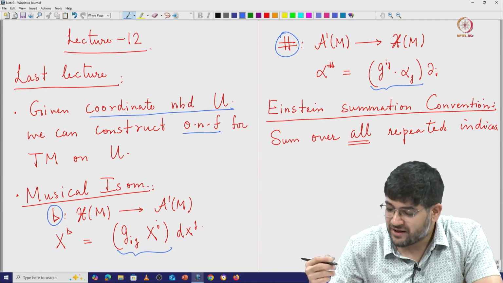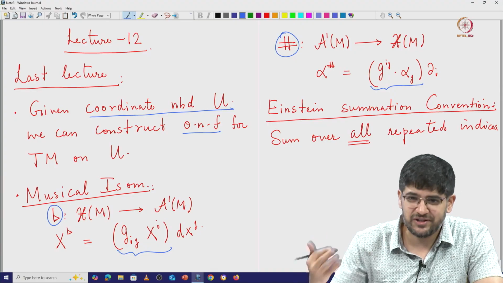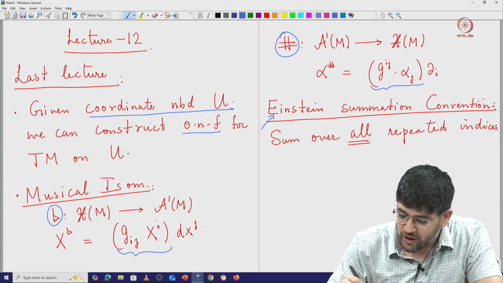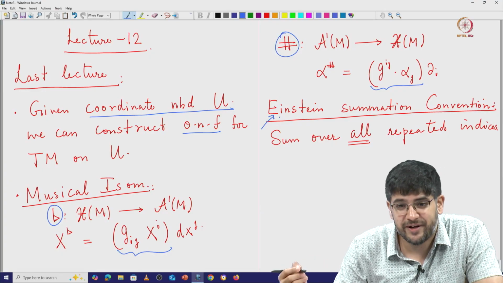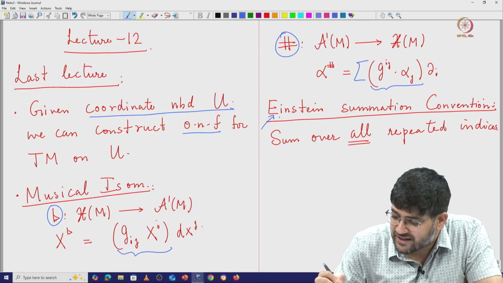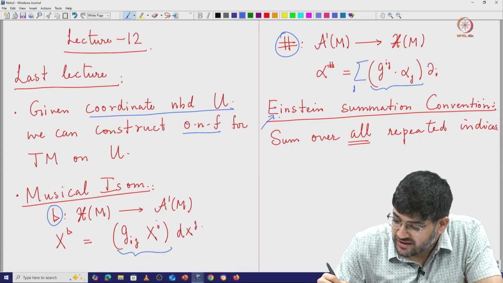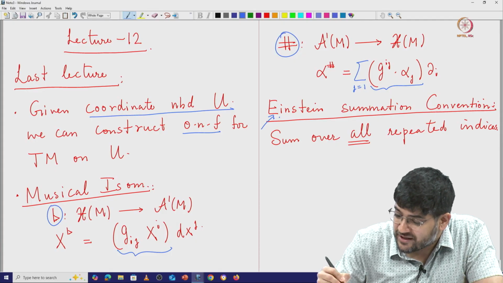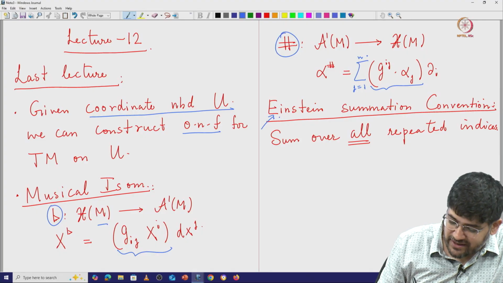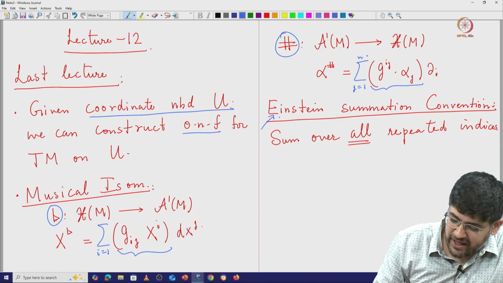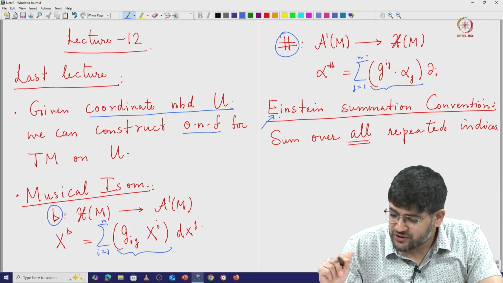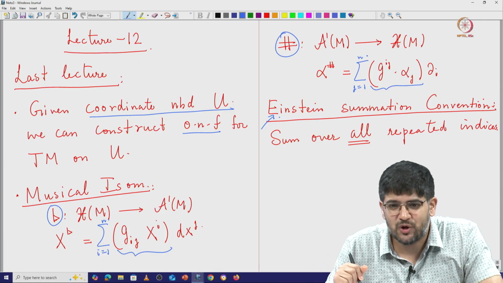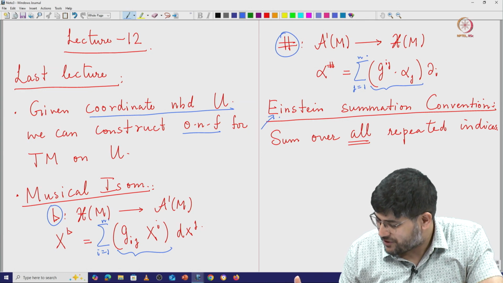And of course all throughout for the rest of the course we are going to use the so called Einstein summation convention, which means that you sum over all repeated indices. So here secretly we are summing over j, which is repeating, so j from 1 to n. Similarly here secretly we are summing i going from 1 to n. Okay, so this is what we saw in the previous lecture.